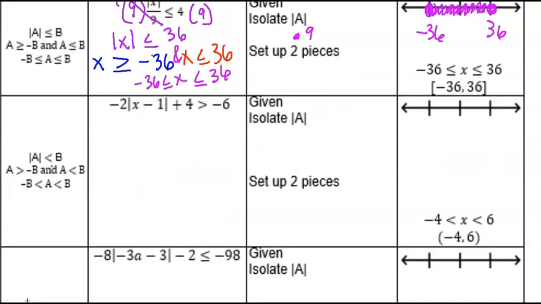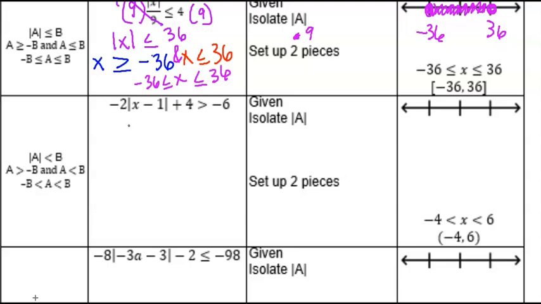Let's look at the next type. We have the absolute value of a is less than b. This one still has a less than type, so we'll have an "and" compound inequality. A is greater than negative b, and a is less than b, which could be rewritten as negative b is less than a is less than b.